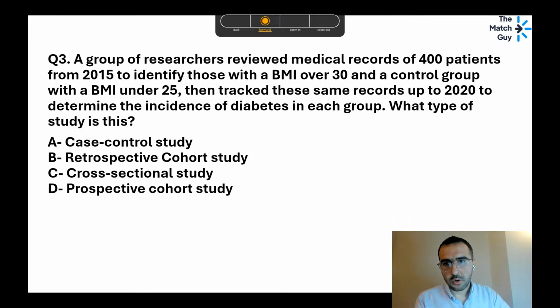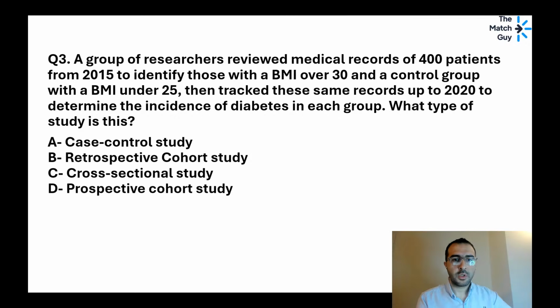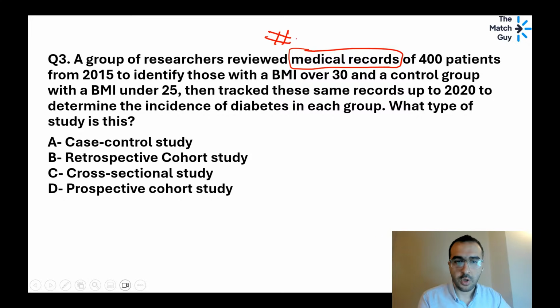This question is a little bit similar to the one we just did, but let's see what's the difference. So we have a researcher who reviews the medical records. Medical records here is the buzzword for the answer. Once you see a medical record, it usually points to a retrospective cohort study. Anyway, we have 400 patients, 100 patients from 215 to identify those with BMI over 30 and a control group with BMI under 25.